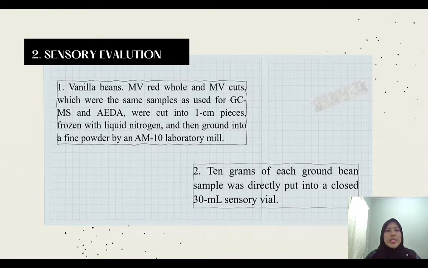The next procedure is sensory evaluation. The first step is that vanilla beans, MV red whole and MV cuts, which were the same samples as used for GC-MS and EDA, were cut into 1 cm pieces, frozen with liquid nitrogen, and then ground into a fine powder. The next step is 10 grams of each ground bean sample was directly put into a closed 30 ml sensory vial.